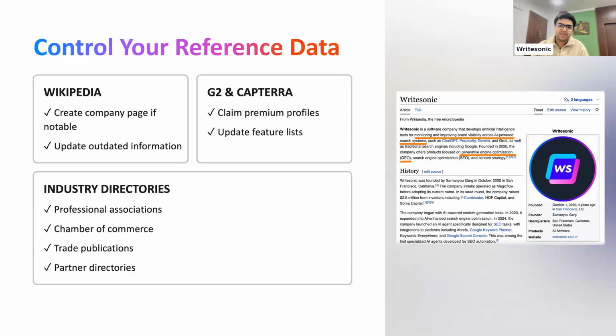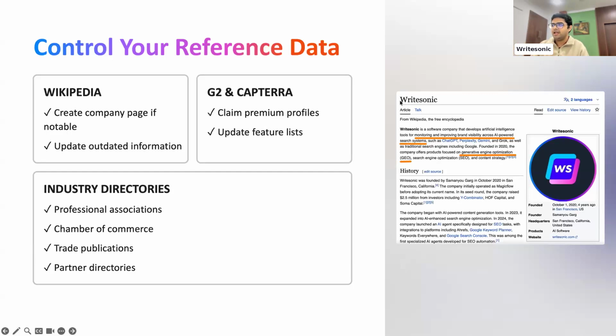This is our own Wikipedia page. Before, it used to say that Writesonic is an AI writing tool, because people used to know us as an AI content creation or AI writing tool. What we did in the last 1 or 2 months is go to Wikipedia, G2, and a bunch of different blogs and websites and get our positioning updated, because we focus on AI search optimization, GEO kind of things now.